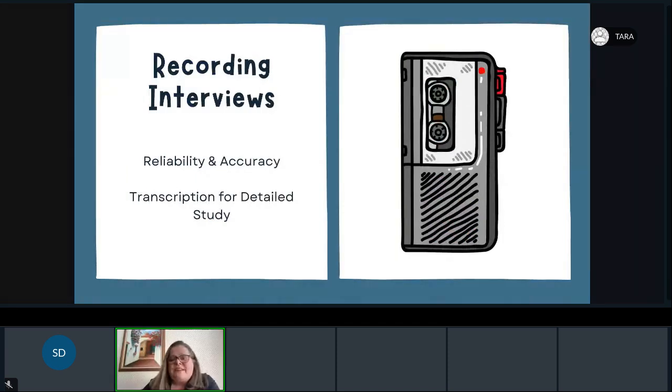Okay, recording qualitative interviews is essential for ensuring accuracy, capturing the full depth of participant responses, and allowing for thorough analysis. So recording matters because you want to have reliability and accuracy. Recording them ensures that you capture exactly what they say rather than relying on your memory or handwritten notes. Having said that, I've conducted research studies where we've done exactly that. So both are possible.